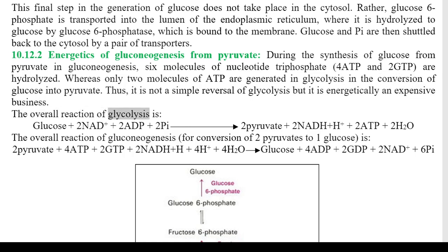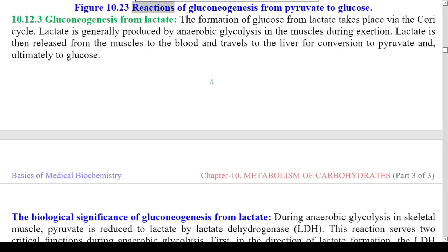The overall reaction of glycolysis is glucose plus 2 NAD+ plus 2 ADP plus 2 Pi gives 2 pyruvate plus 2 NADH plus 2 H+ plus 2 ATP plus 2 H2O. The overall reaction of gluconeogenesis, for conversion of 2 pyruvates to 1 glucose, is 2 pyruvate plus 4 ATP plus 2 GTP plus 2 NADH plus 2 H+ plus 4 H2O gives glucose plus 4 ADP plus 2 GDP plus 2 NAD+ plus 6 Pi. Figure 10.23 Reactions of gluconeogenesis from pyruvate to glucose.